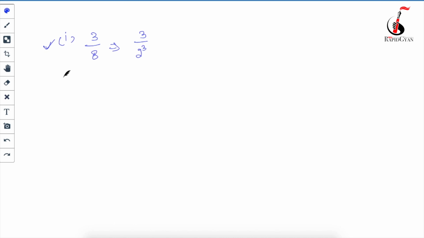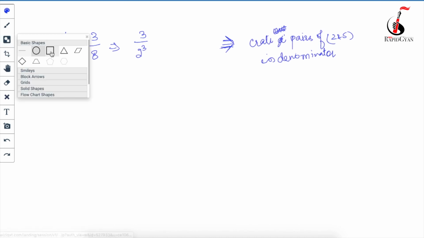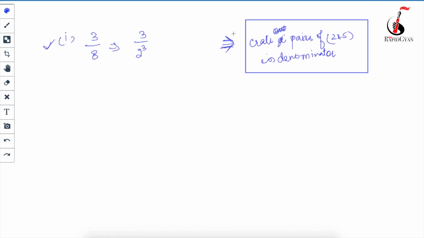In this method, just put this thing in your mind, it's very important beta. You will have to create pairs of 2 and 5 in the denominator. If you will be able to create this, your question is solved. So just mark these words.